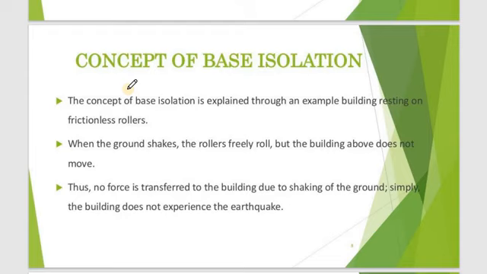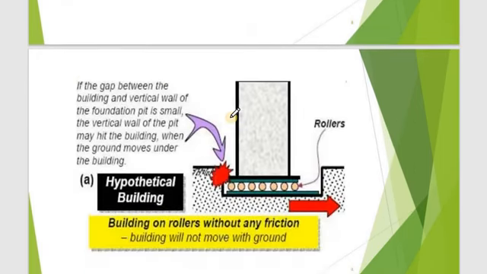Now, what is base isolation? The concept of base isolation is explained through an example of a building resting on frictionless rollers. Now, you can see a building like this. Initially, there are no rollers, you just consider. Then what will happen? If the support motion, this earthquake is happening, all the vibrating forces will be transferred.